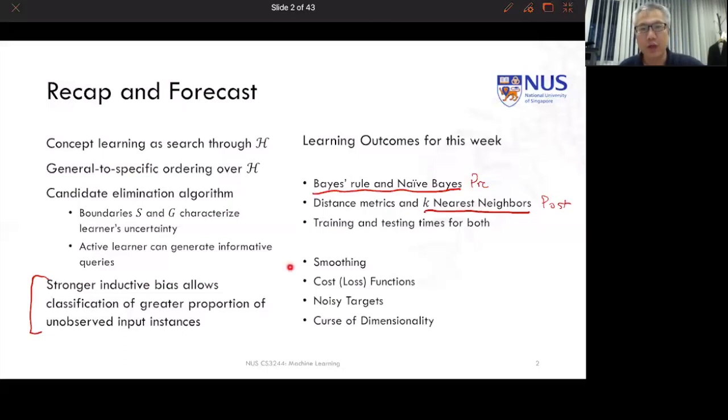We're also going to handle a couple of different characteristics of machine learning that are very important for you to master at this point. They're not exactly convergent with any particular part of the curriculum, but they're all important fundamental concepts. We're going to cover smoothing, which is necessary for Naïve Bayes and Bayes rule, and the idea of a cost or loss function to assess whether training or testing is working well, and the idea of noise in the case of target functions, and the problem of the curse of dimensionality, saying that when we have a large space of hypotheses or inputs, it's going to make it much harder for us to learn.